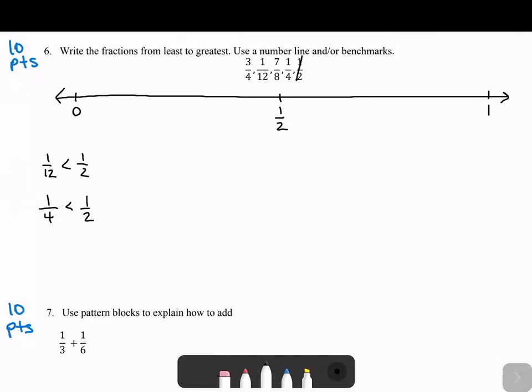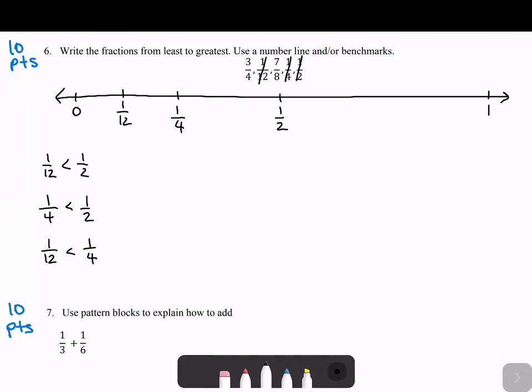Well, you don't even have to use a common denominator. You can think about this in the same way as if we take a whole and divide it into 12 pieces, each of those pieces is going to be smaller than a whole divided into 4 pieces. So we know that 1/4 is somewhere less than 1/2, and then 1/12 is somewhere less than that. Okay, so now we have 1/12 and 1/4 placed.